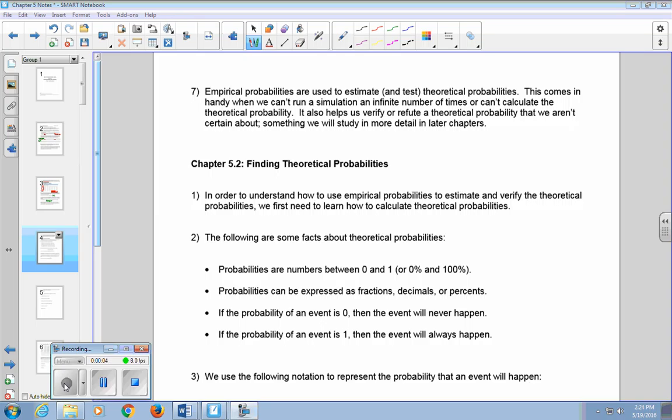Okay, chapter 5.2, finding theoretical probabilities. In order to understand how to use empirical probabilities to estimate and verify the theoretical probabilities, we first need to learn how to calculate theoretical probabilities.